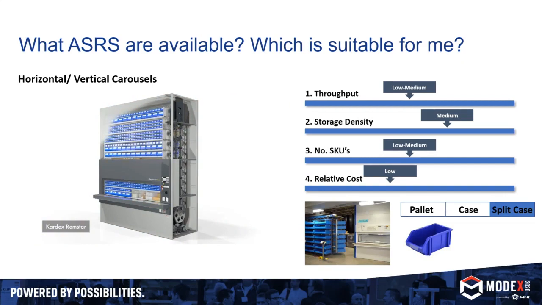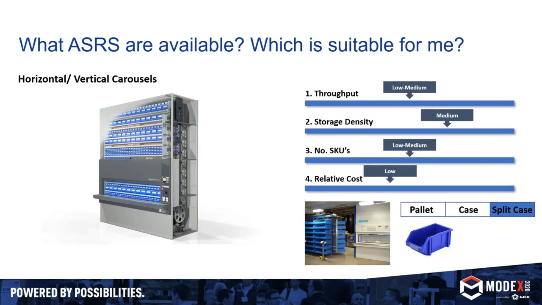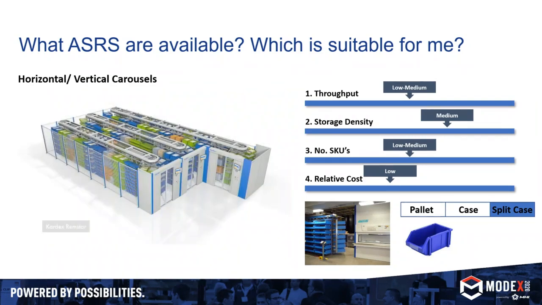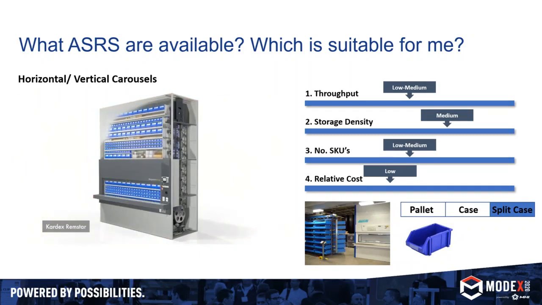Storage density, it's relatively medium. You can get some different types of bin or shelf widths and also depths, so there is some flexibility there. Maybe you're putting totes in there that are holding nuts and bolts, or you have different size cases. So it's pretty flexible. Number of SKUs, low to medium. It's not a super dense system, and cost is on the lower side.